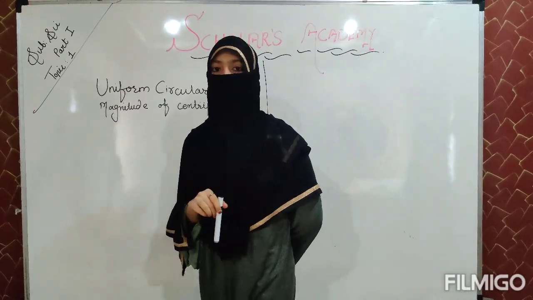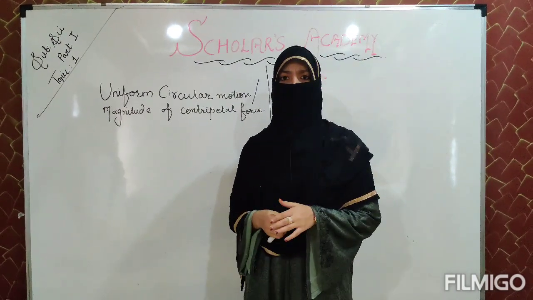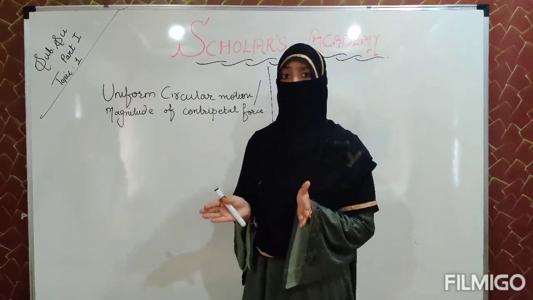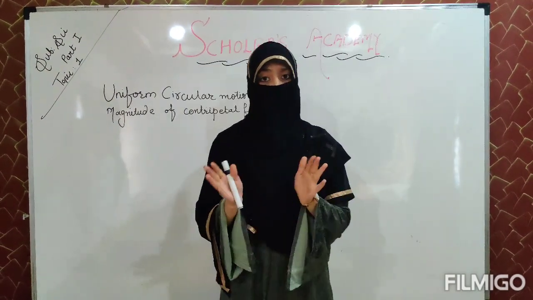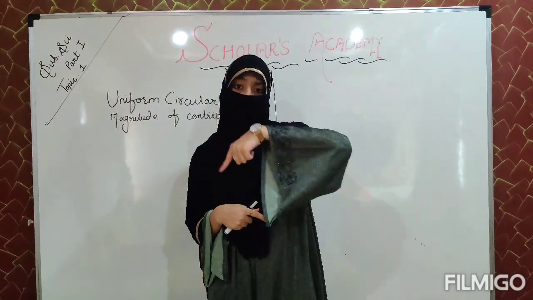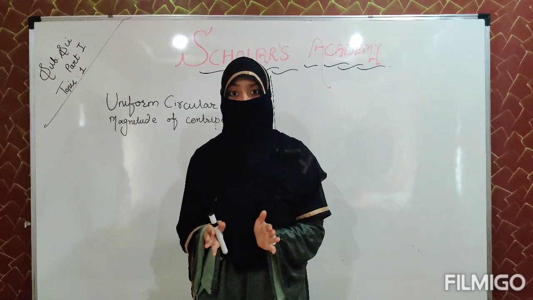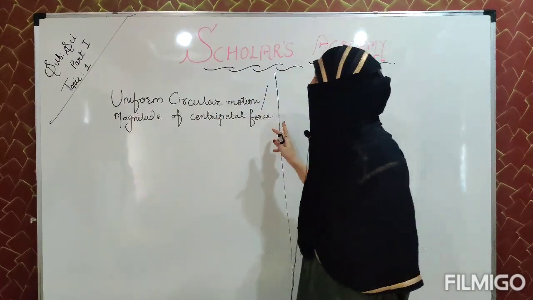First point, uniform circular motion and magnitude of centripetal force. Uniform circular motion, dear students, we have seen earlier that a circular motion is a motion of an object along a circular path. Now if an object is moving along the circular path with uniform speed, then that is called uniform circular motion.